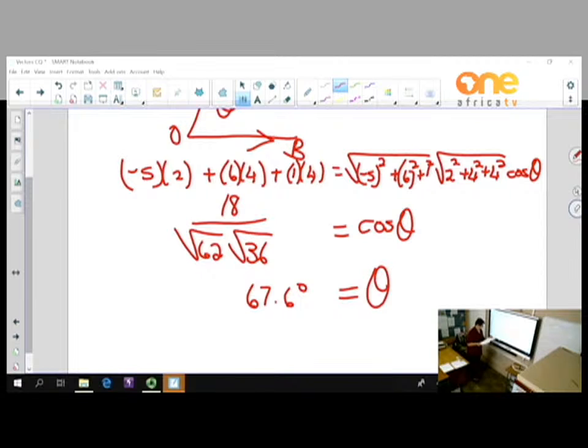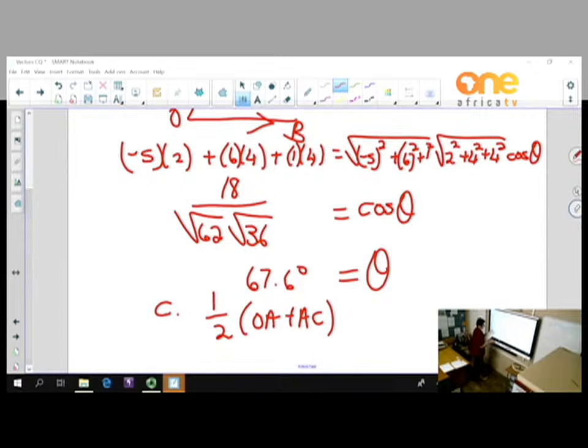And then the last one says, show that the midpoints of AC and OB coincide. So you have to get, so this is now number C. So we have to get a half of OA plus AC. And then again, you show that you get exactly the same place. So a half of OA and a half of AC. So it gives us the 0.122. Both of them gives you that 0.122 on that one.